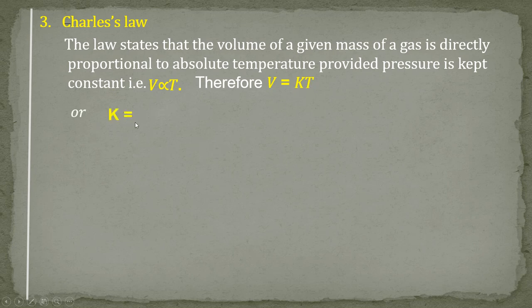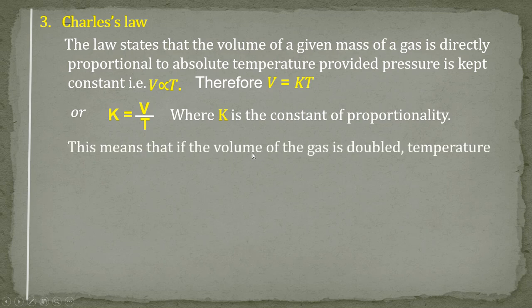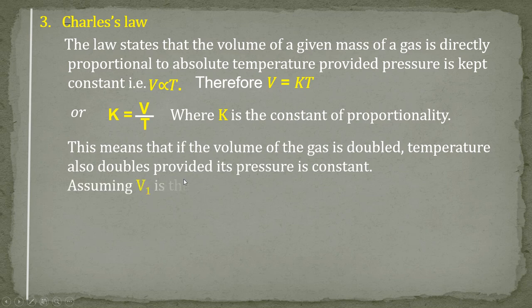Or we can make the proportionality constant the subject, therefore we shall have the constant given by volume divided by the temperature, where kappa is a constant of proportionality. This means that if the volume of a gas is doubled, the temperature also doubles, provided the pressure is constant.